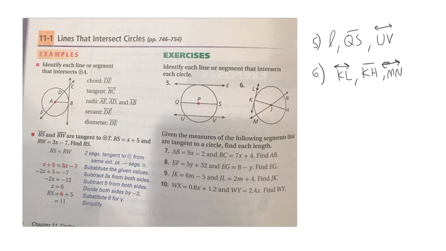Now, I think part of what the teacher is probably testing the student on is whether or not you can use the proper notation, as well as these proper symbols. For example, KL is a line, so it gets the arrows. KH is a segment, so it does not.